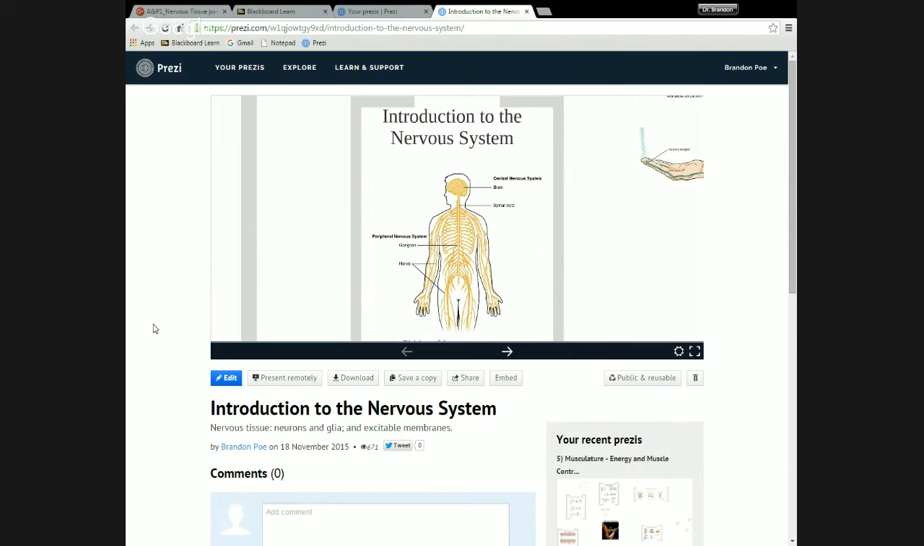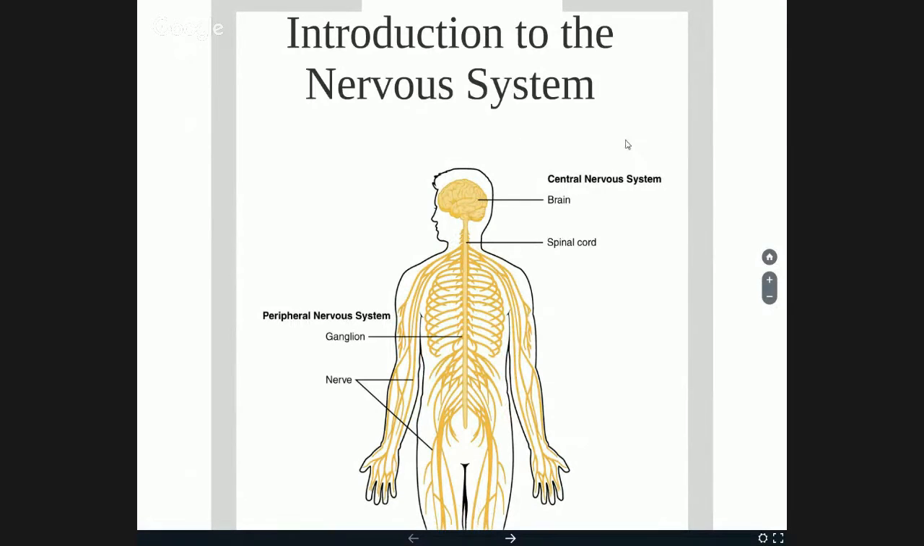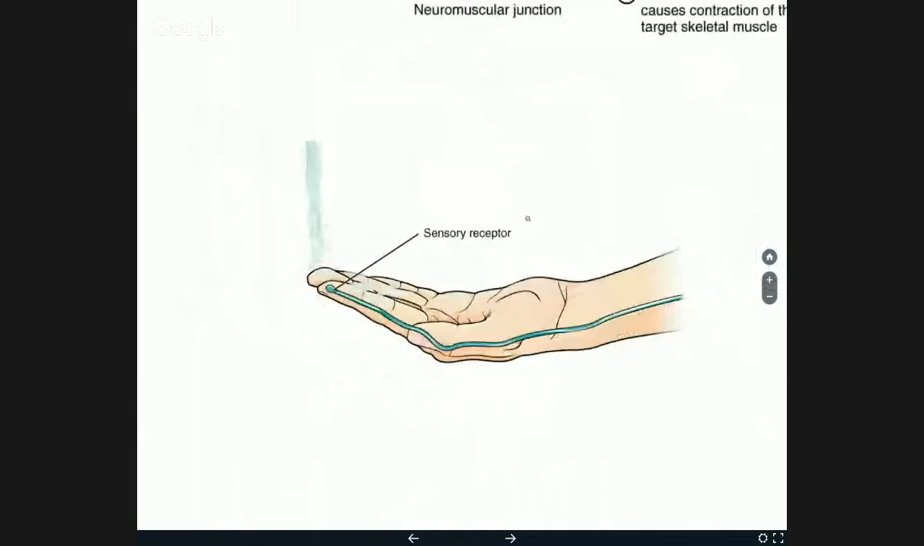About really the structure of nervous tissue and looking at neurons and glia. And today we're going to continue on with the chapter on nervous tissue, and we're going to start to look at the function of nervous tissue.